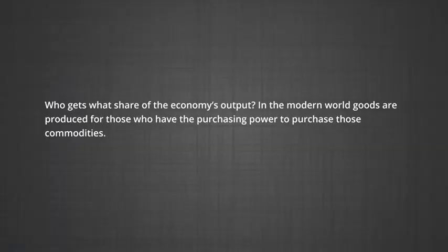Another question that arises is, for whom are the goods to be produced? Every society produces goods so that people can eat, wear, use, or otherwise consume them. Who gets what share of the economy's output? In the modern world, goods are produced for those who can pay for them, or who have the purchasing power for these commodities. Think of your country as one giant mall. How much of the goods that are available can you consume?